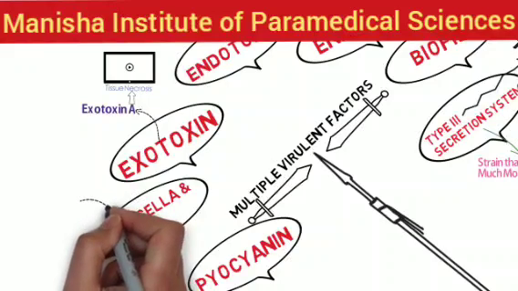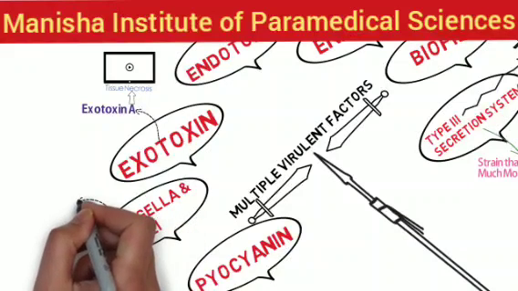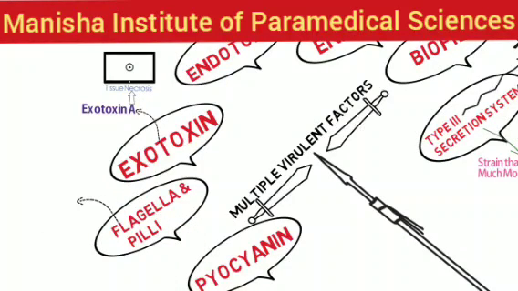Before finishing the pathogenesis section with a description of cystic fibrosis, let's finish quickly the remaining virulent factors.